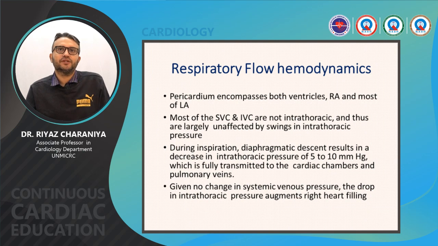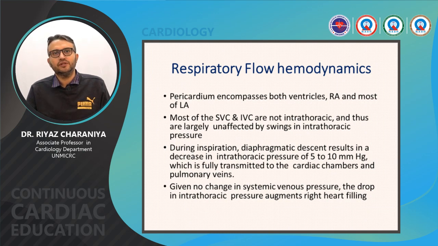So if you see the respiratory flow hemodynamics, which is what we'll see and differentiate between constrictive pericarditis and restrictive cardiomyopathy. The pericardium encompasses both the ventricles, right atrium and most of the left atrium. The pericardium covers this much portion of the heart, and most of the SVC and IVC are not intrathoracic, and as such they are unaffected by the swings of the intrathoracic pressure.